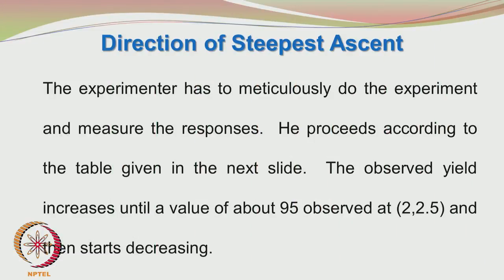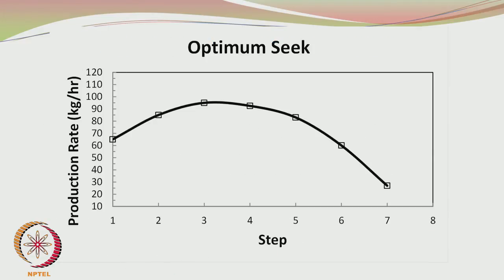So the experimenter has to meticulously do the experiment and measure the responses. He proceeds according to the table given in the next slide. The observed yield increases until a value of about 95, observed at 2.5 in the coded format, and then starts decreasing. So that particular figure is as follows. This is where you started, and then when you proceed, you find at the third step, you are having a maximum value corresponding to about 95, and then the values start declining. The production rate in kilograms per hour has reached a maximum of 95 at about the third step. And remember that you are going for 1 unit along the x1 direction, you are going 1.25 units along the x2 direction. So this is the point where you have to pause a bit and reevaluate your design strategy.